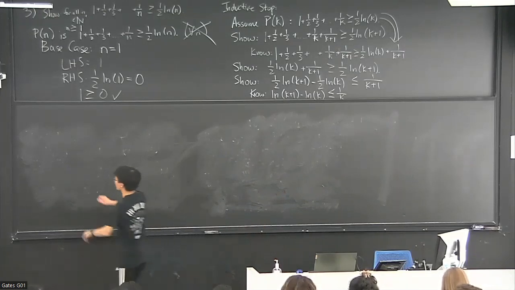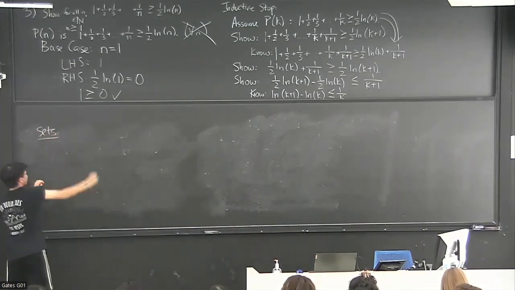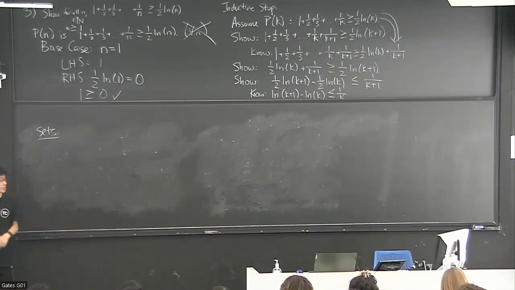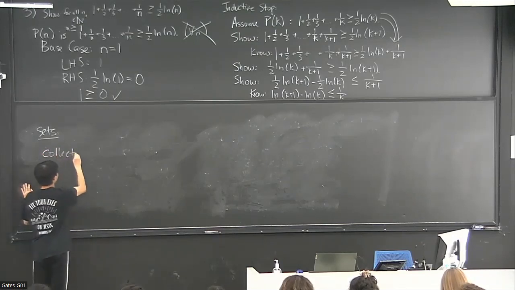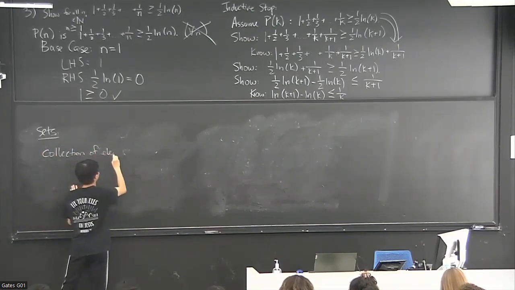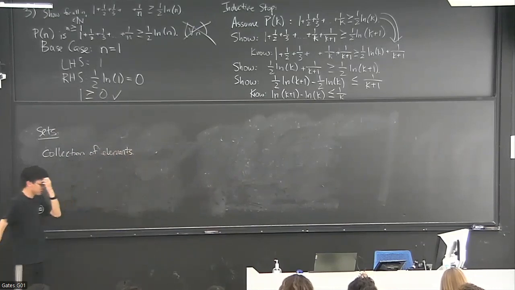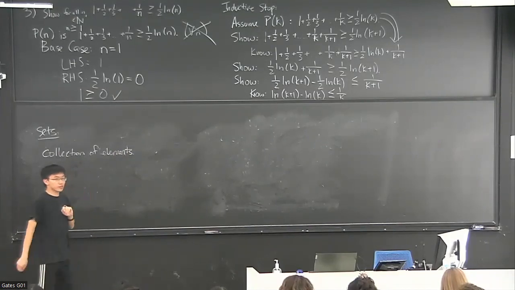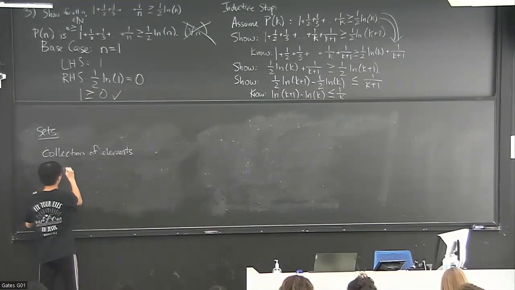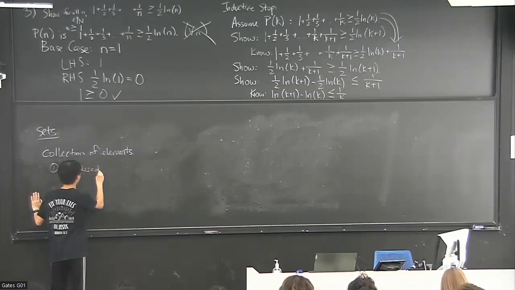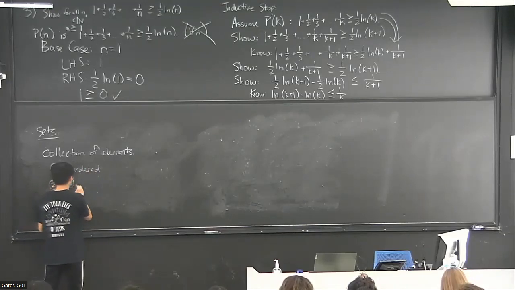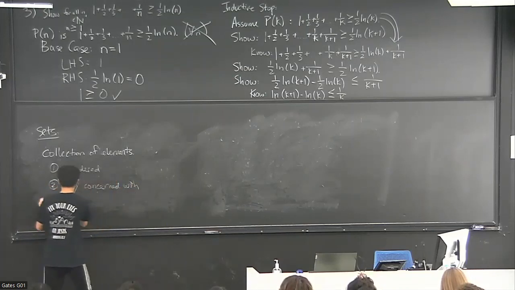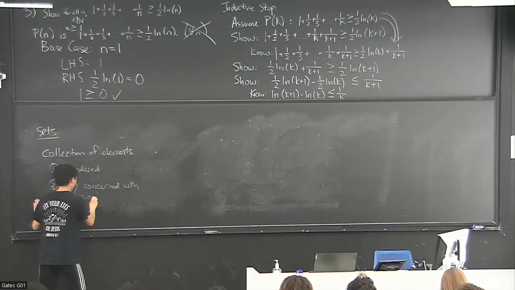So we're talking about sets. What are sets? Sets are just like a bag of things. They're a collection of elements. And what's important about these elements? One, they're unordered. And two, they're only concerned with inclusion or non-inclusion.